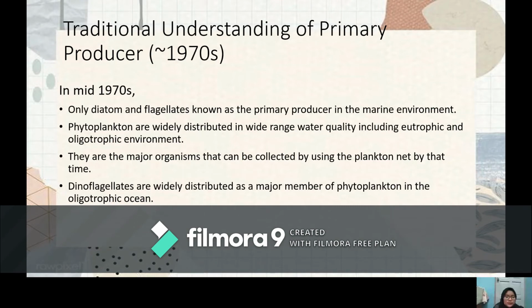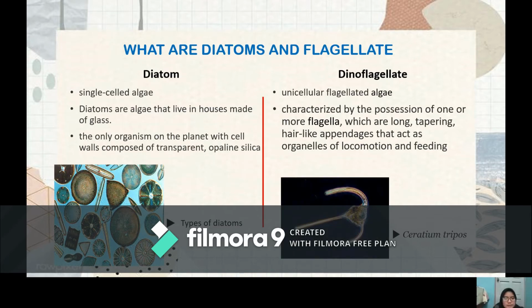The first one is the traditional understanding of primary producers. In the mid-1970s, only diatoms and flagellates were known as the primary producers in the marine environment. This is because the phytoplankton is widely distributed in a wide range of water quality, including eutrophic and oligotrophic environments. A eutrophic environment is rich in nutrients, while an oligotrophic environment has fewer nutrients. So diatoms and flagellates were the major organisms that could be collected by using the plankton net at that time.